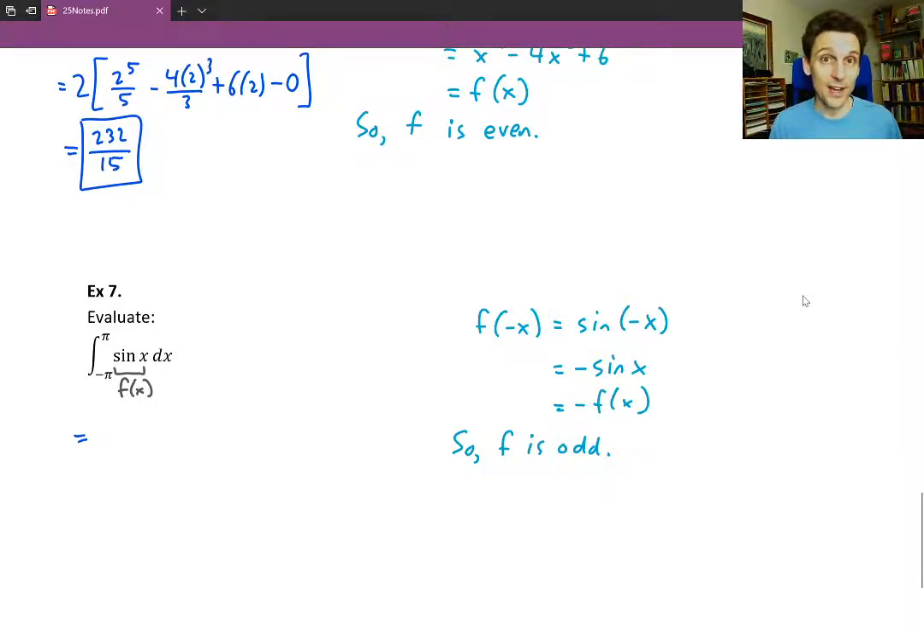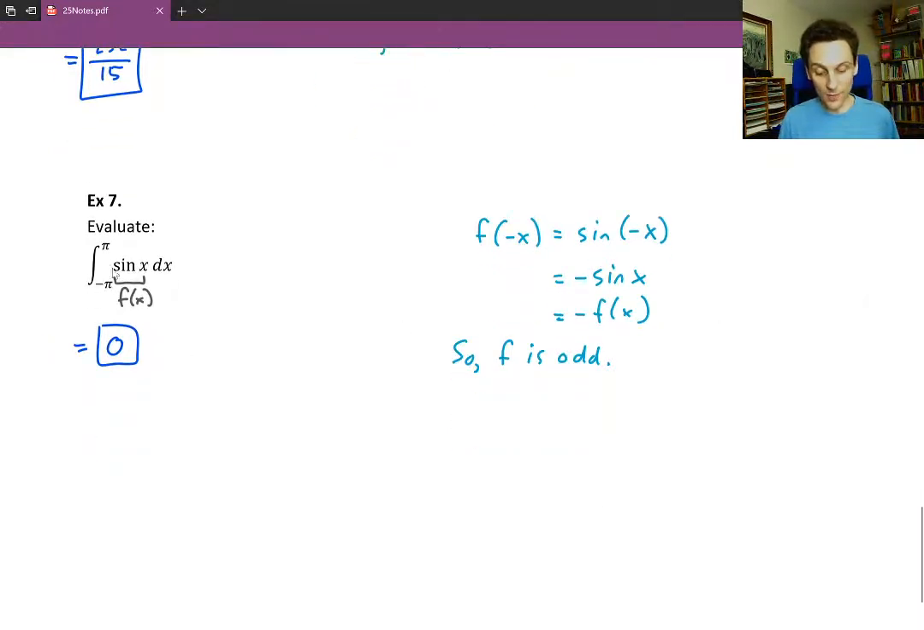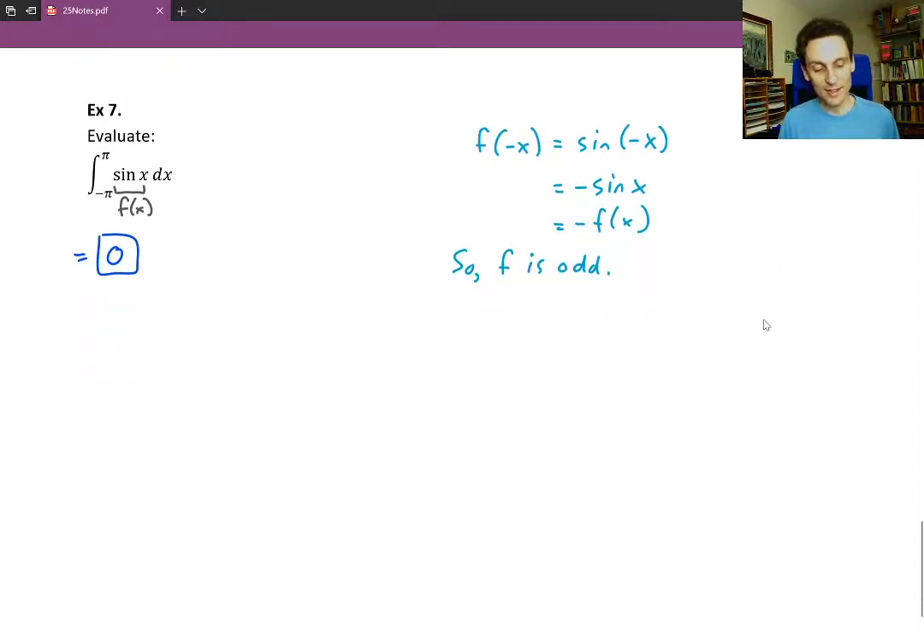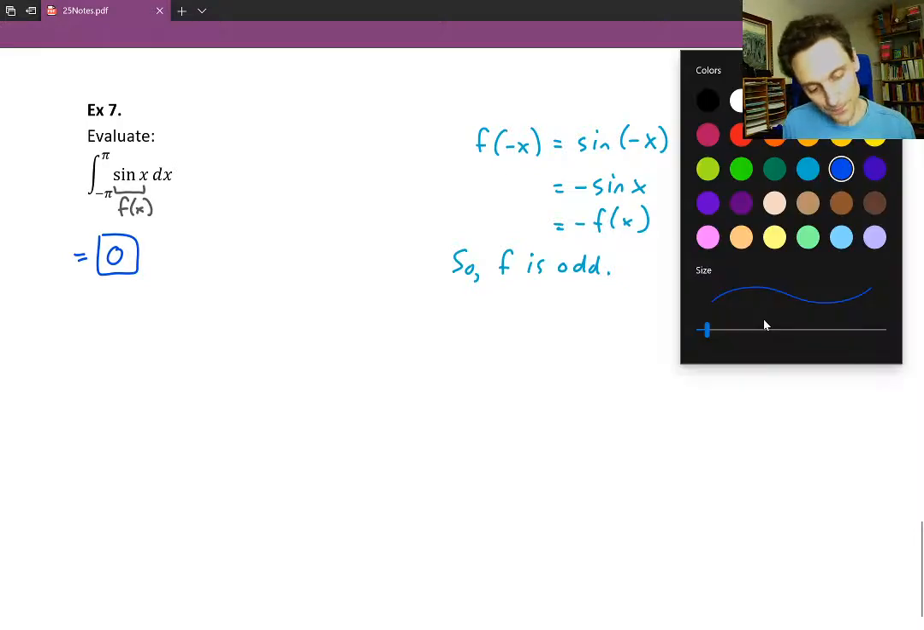So we don't even have to find an antiderivative. We know that if we take the integral from negative a to a, so negative pi to pi here, of an odd function, we get 0. No work to be done. We didn't even have to find the antiderivative in that case. So if you run across the integral from negative a to a of an odd function, that's going to save you lots of time if you recognize that trick.